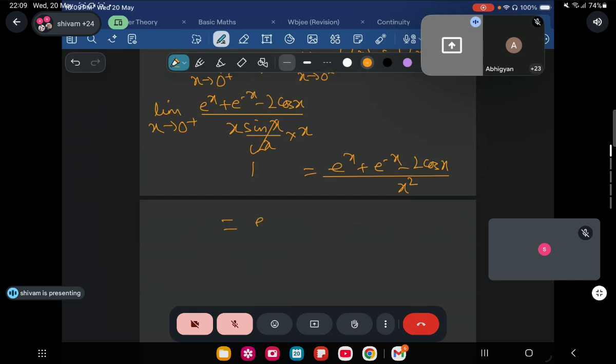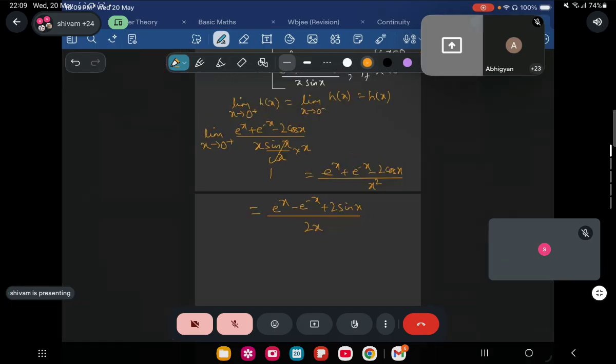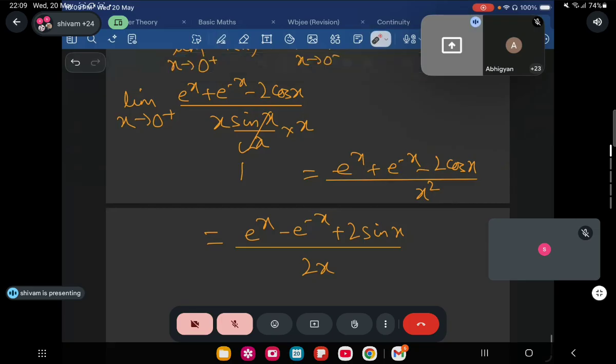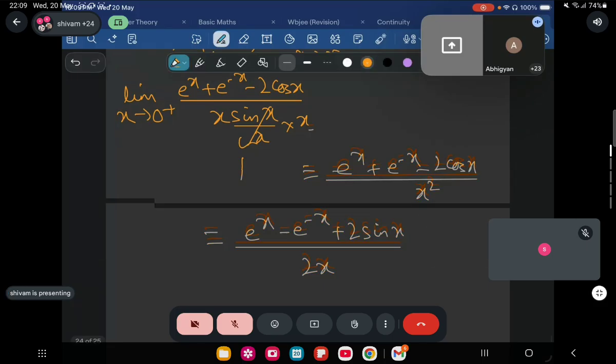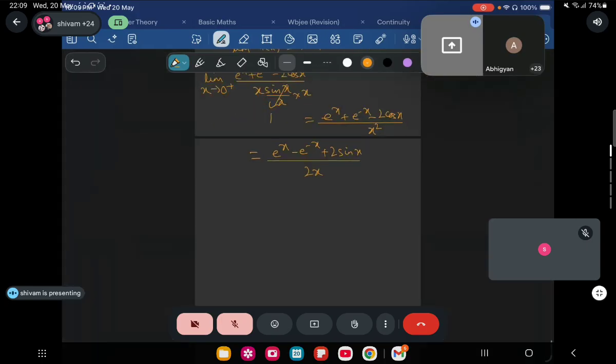After differentiating once, you'll get e to the power x minus e to the power minus x plus 2 sin x divided by 2x. So after that, we should substitute x equal to 0. When you substitute x equal to 0, you are going to get 0 by 0 form again. So we have to differentiate it again. See the denominator, it is x square. This will give us e to the power x plus e to the power minus x plus 2 cos x divided by 2.